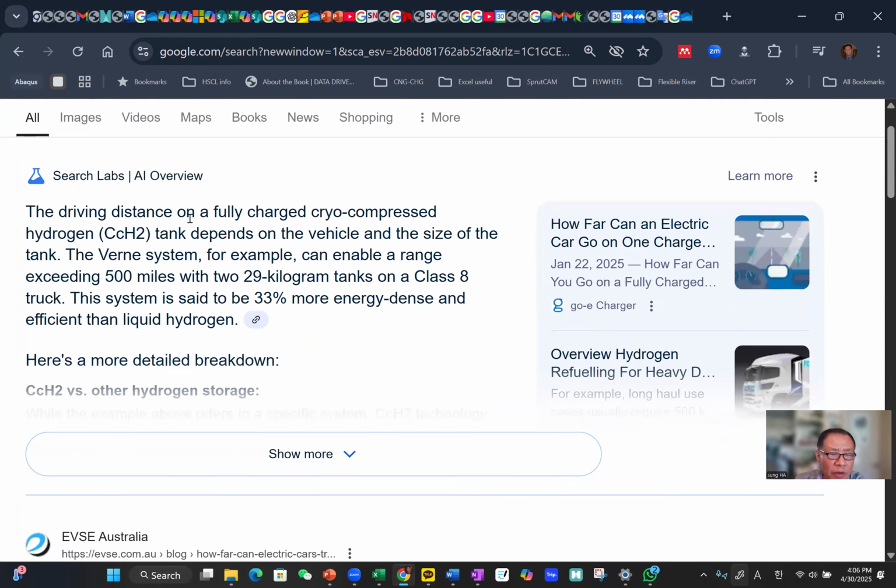The driving distance on a fully charged CCH2, cryogenic compressed hydrogen tank, depends on the vehicle and system size. For example, Bonnet's system can enable a range of 500 miles, which is about 900 kilometers, with a 29 kilogram tank. Can you imagine how light it is? A 29 kilogram tank, just two of them.